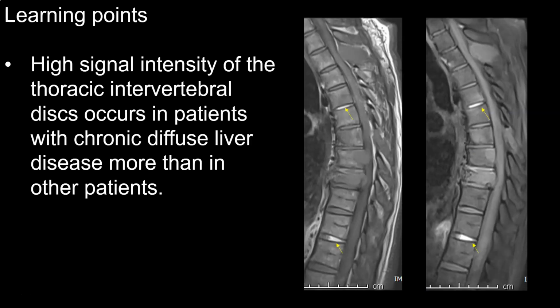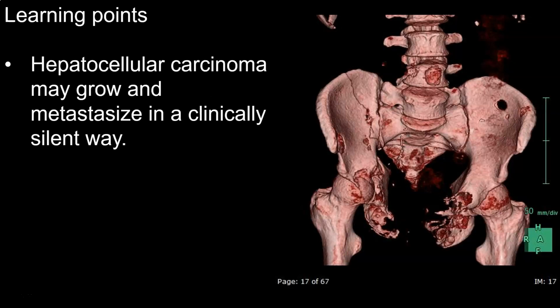High signal intensity of the thoracic intervertebral disc occurs in patients with chronic diffuse liver disease more than in other patients, and it may be a sign that draws our attention to the possibility of chronic liver disease if this is not known clinically, and in the present scenario may favor the possibility of hepatocellular carcinoma metastasis over that of multiple myeloma. Hepatocellular carcinoma may grow and have metastasis in a clinically silent way.